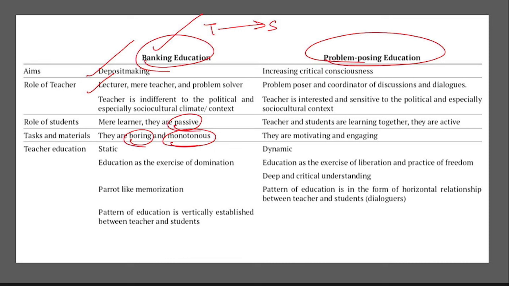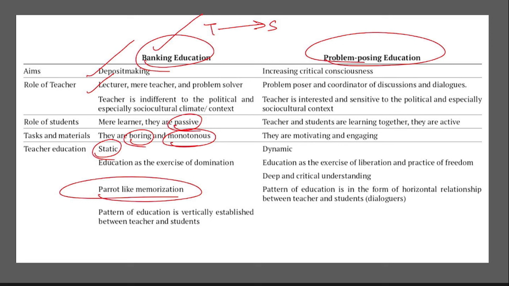Okay. And education is actually passive because students are monotonous. There is no exchange occurring. So that becomes a static education. Okay. And remember, it is the mugging up, learning by heart style. Everything comes under this banking education. This parrot-like memorization. Okay. All these things come under banking education.